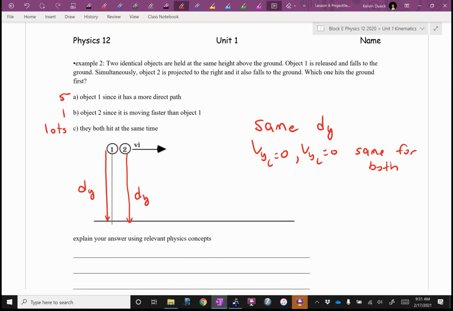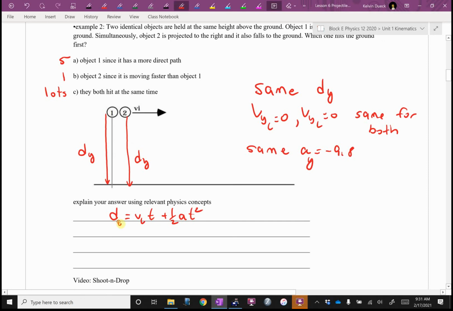They both have the same vertical distance. What's the acceleration of this object vertically, of the first object? What's the vertical acceleration of the second object? Same acceleration for both. Oh, vertical. Okay, so we have an equation that looks like this: d equals Vi t plus a half a t squared. Oh, but wait. Now we're going to have to be fussier. Vertical displacement, vertical velocity, vertical acceleration.